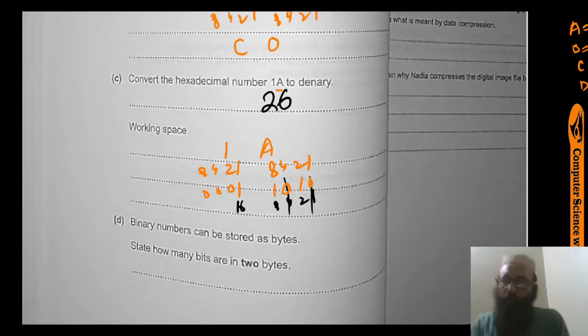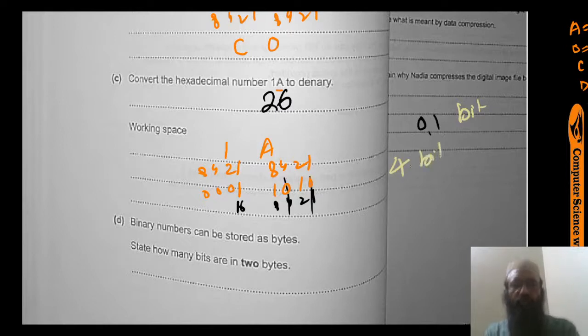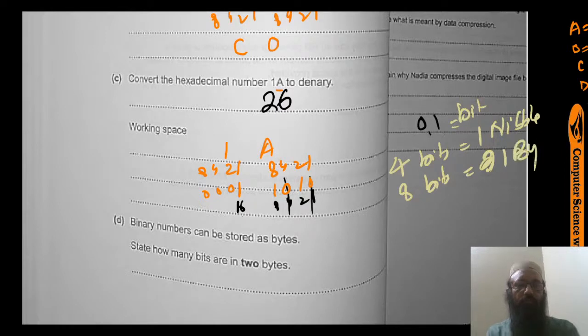It says that binary numbers can be stored as bytes. State how many bits are there in one byte. We have studied that 0 and 1 are considered as a bit, 4 bits make one nibble, and 8 bits make one byte. Then we are asked how many bits are there in 2 bytes. In 1 byte we have 8 bits, so in 2 bytes there will be 16 bits.